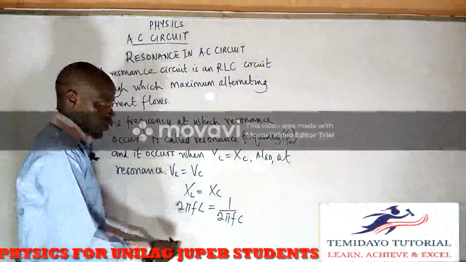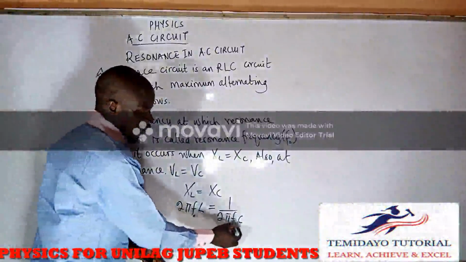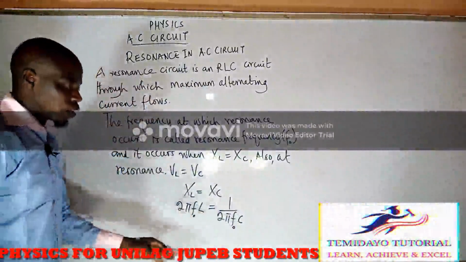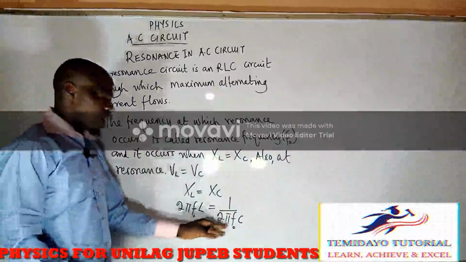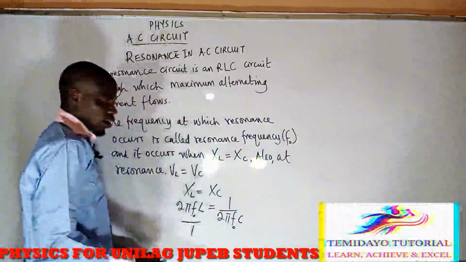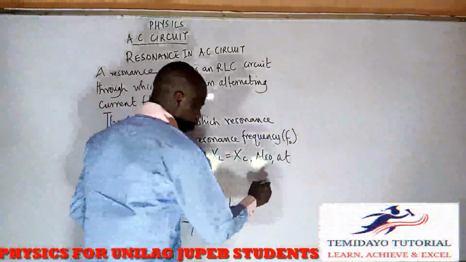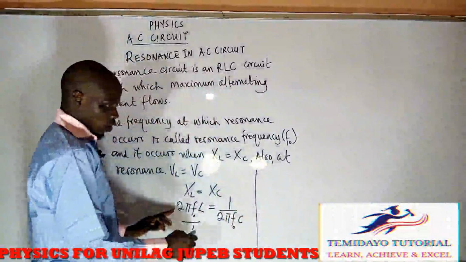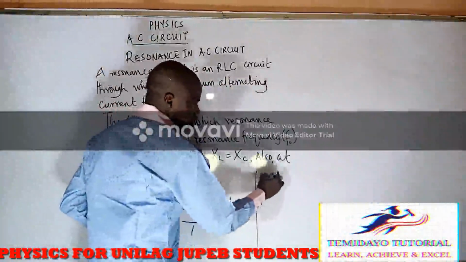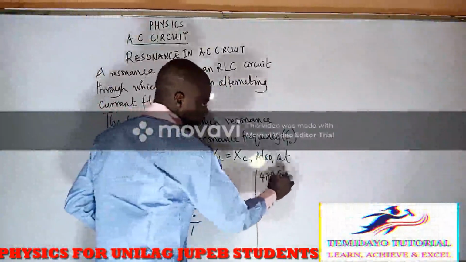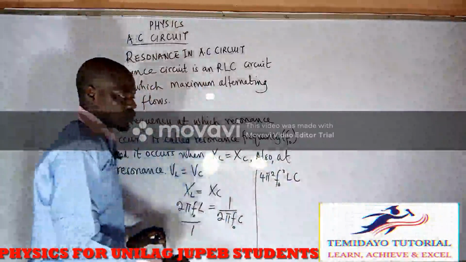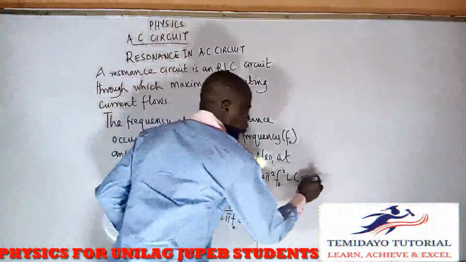Then now we determine that. So this is our f naught, the resonance frequency. For us to determine the value of resonance frequency here, we make f the subject of the formula. From here you can cross multiply. Once we cross multiply, we are going to have this in this format: 2 times 2, that is 4 pi square f naught square LC, and this equals 1.